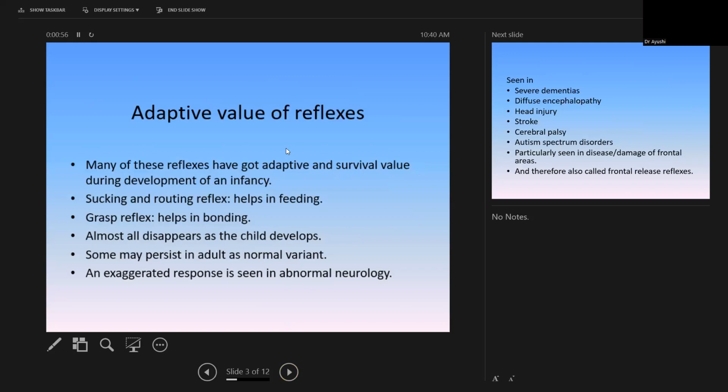Adaptive value of reflexes. Many of these reflexes have adaptive and survival value during development in infancy. For example, the sucking and rooting reflex helps in feeding, and the grasp reflex helps in bonding. Almost all disappear as the child develops. Some may persist in adults as a normal variant. An exaggerated response is seen in abnormal neurology.